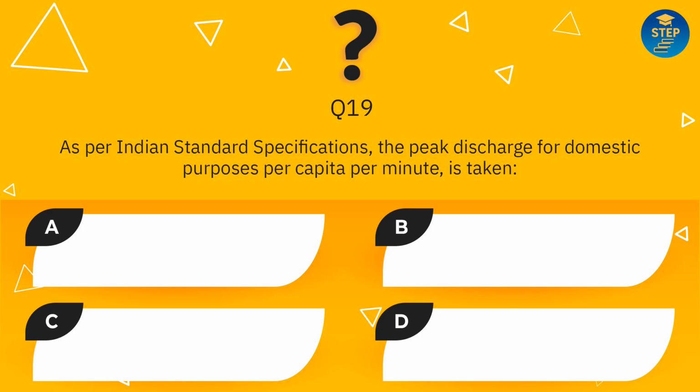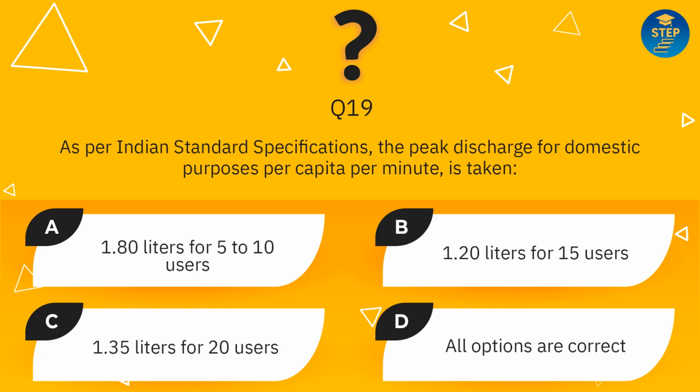As per Indian standard specifications, what is the peak discharge for domestic purposes per capita per minute? 1.80 liters for 5 to 10 users, 1.20 liters for 15 users, 1.35 liters. All options are correct. Answer is all options are correct.